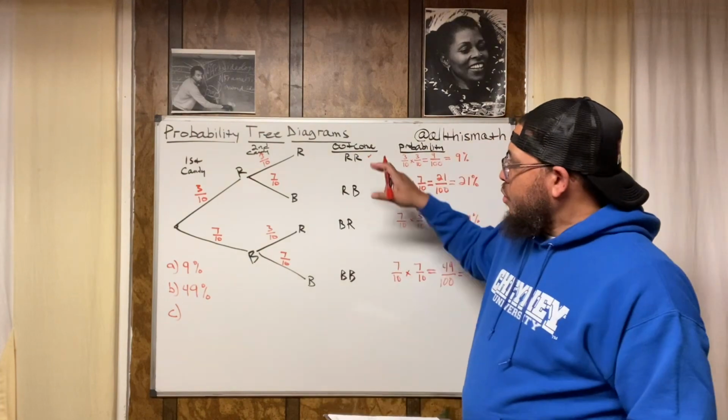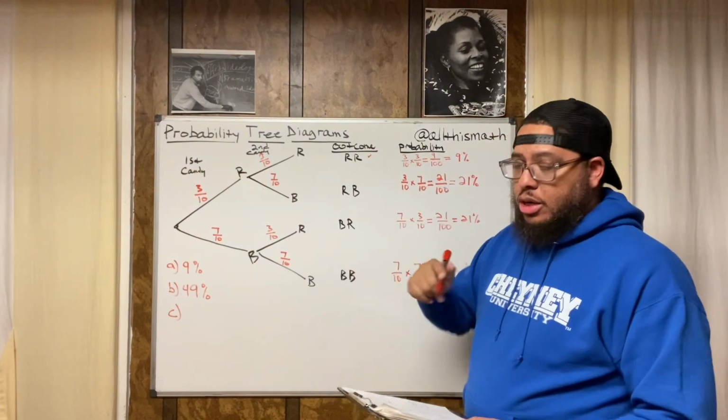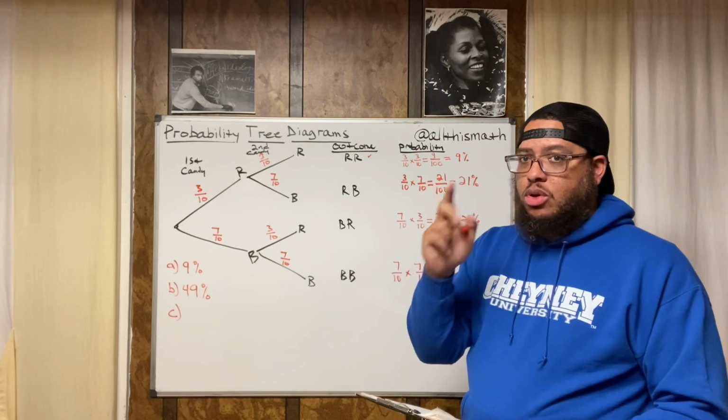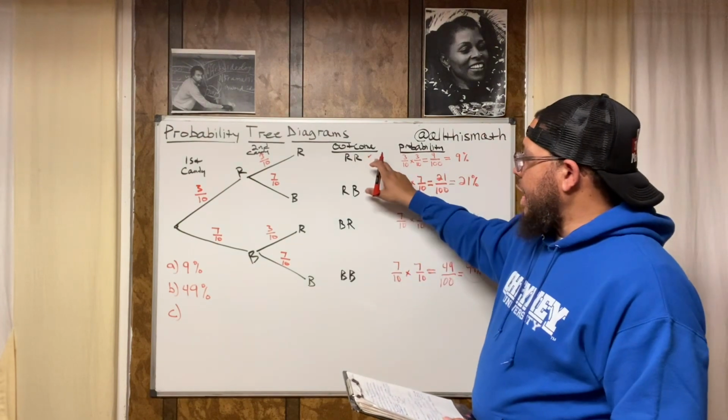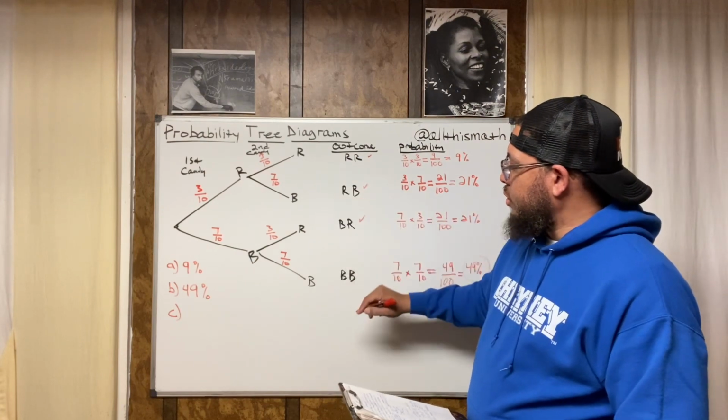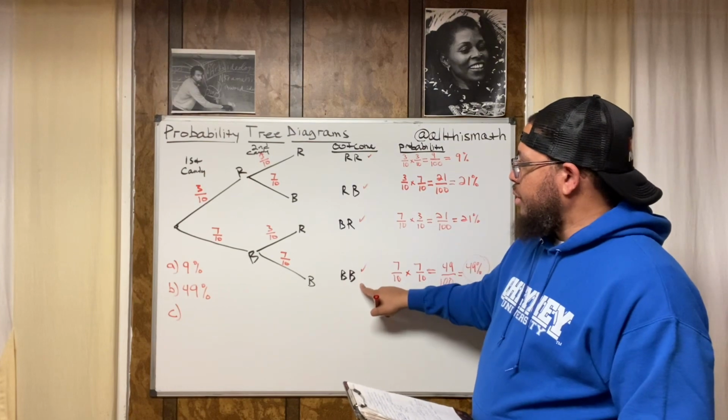So we look for the outcomes that include either one blue candy or two blue candies. One blue candy or two blue candies. So this is not one. This is one because it's a blue. This is one because that's a blue. This is one because that's two blues.